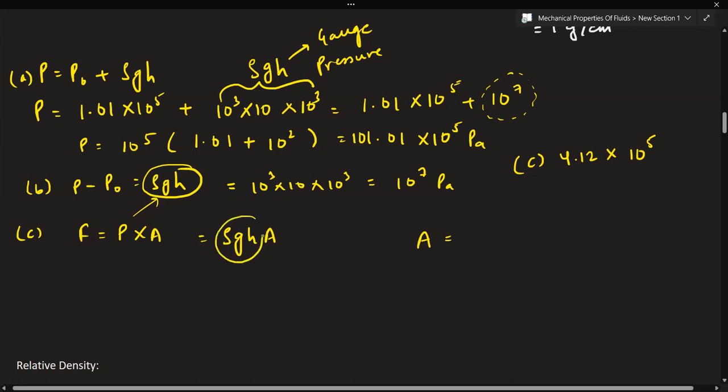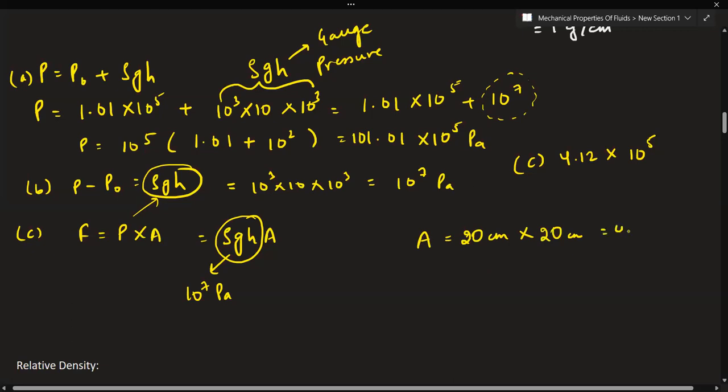See this portion, ma'am, 10 to the power 7, 10 to the power 5. Area? Yeah. See, area is already given to you in the question. Read the question once again. It is written that the area of that window is 20 centimeter into 20 centimeter. Yes, ma'am. Length multiplied by breadth. That is, the area is given to you. You just have to convert it into SI units.